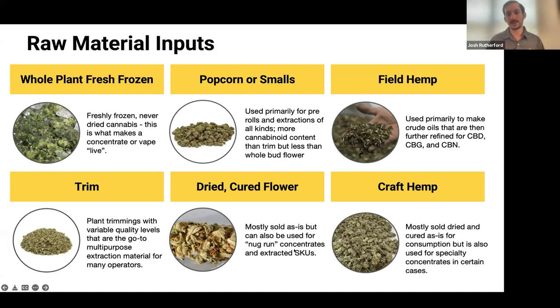You also have your dried cured flower. Mostly this is sold as is, but can be used for nug run concentrates and extracted SKUs. So your yields are going to be higher because it's not the trimmings, it's not your popcorns or smalls. It was the big nugs that were beautiful, got the most photosynthesis and had the best environment associated with them while they were growing, and they're going to have the highest THC concentration. Those type of components, they're going to be less leafy. By that, I mean how leafy that plant might be. All strains have different components associated with that.